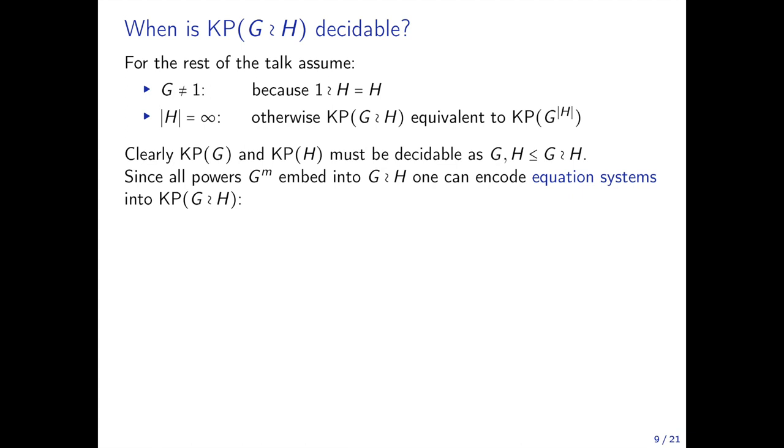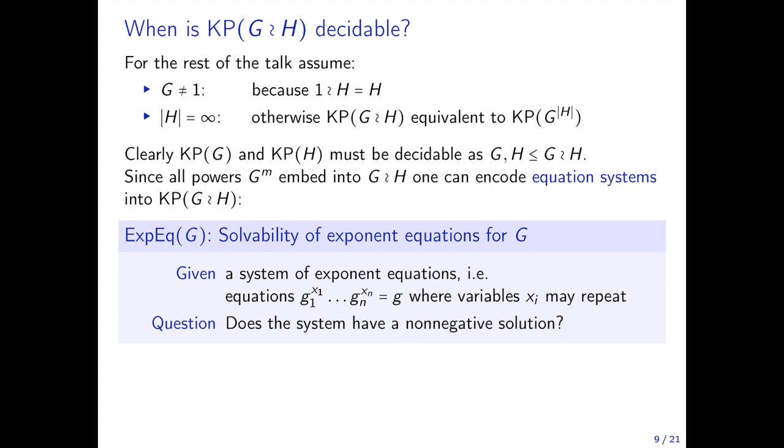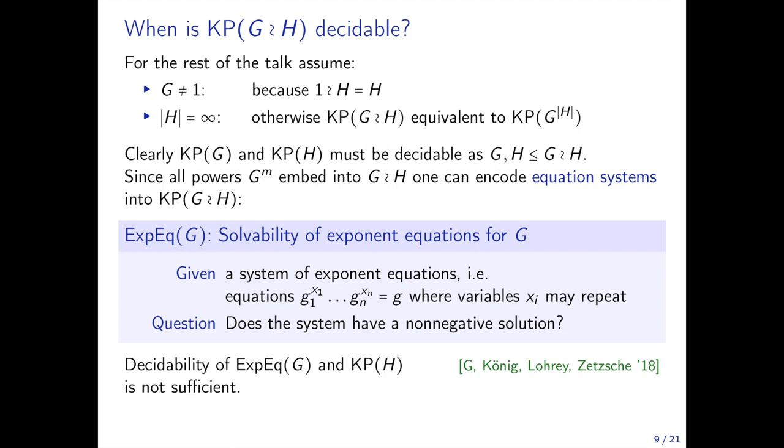So formally, this is the problem denoted by XEQ over G. So this is solvability of exponent equations for G. Here the input is a system of exponent equations. And an exponent equation is just like a knapsack equation, but the variables xi may repeat. And the question is whether the system has a non-negative solution. Unfortunately, it's also known that even if we assume that exponent equations over G are solvable and knapsack is decidable for H, still it could be that knapsack is undecidable for the wreath product.